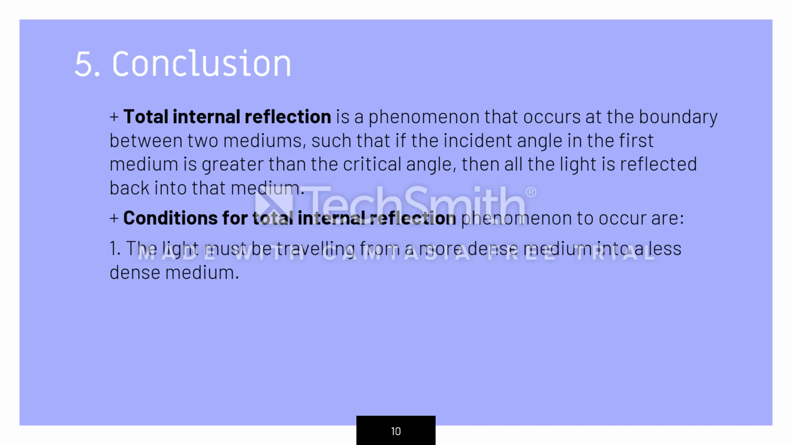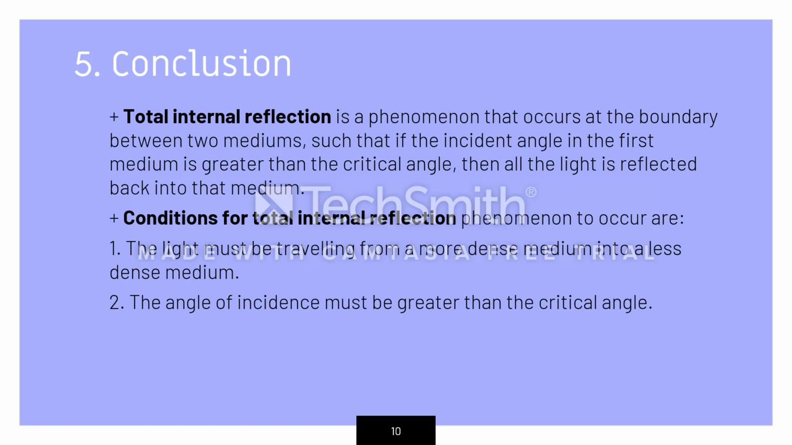The first, the light must be traveling from a more dense medium into a less dense medium. And the second is the angle of incidence must be greater than the critical angle. And we can calculate the critical angle C equals arcsine of n2 divided by n1.